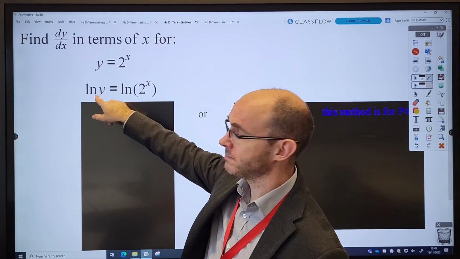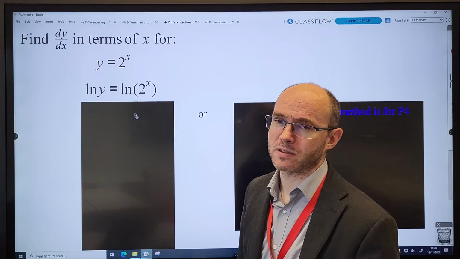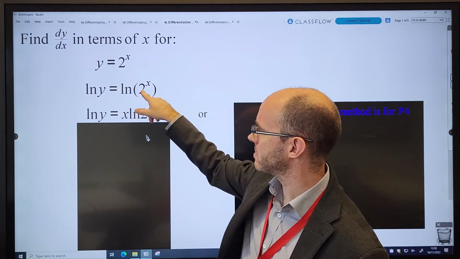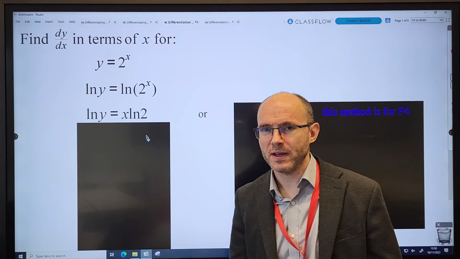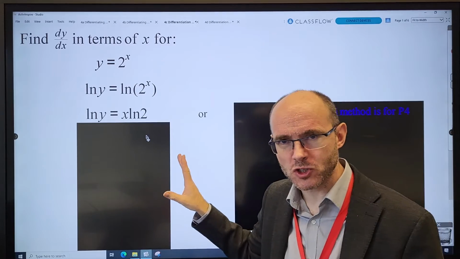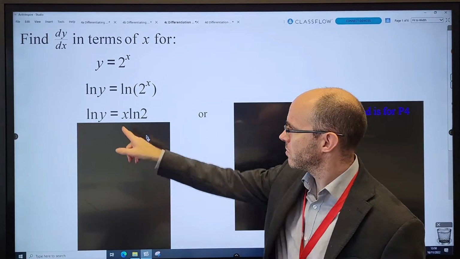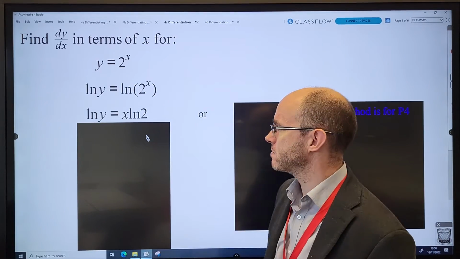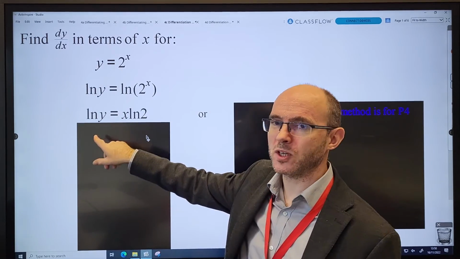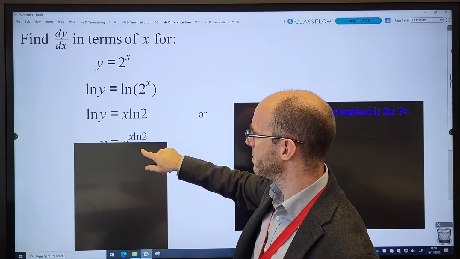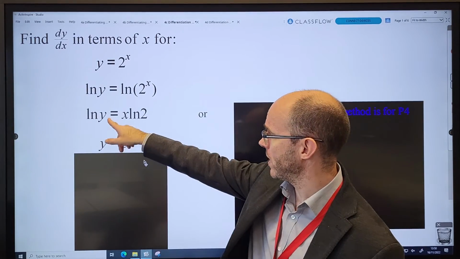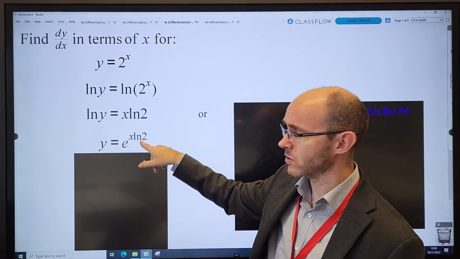So ln y equals ln of 2^x. The reason is because you can use the power rule, bring the power down, so it becomes x ln 2. Now, if you were doing P4, you could do something different to what I'm about to show you. But what we can do next for P3 level mathematics is make y the subject. We can do e to the power of both sides. Remember, e to the power of is the inverse of the natural log. So you've got y equals e^(x ln 2).